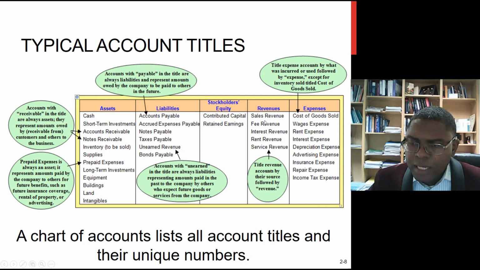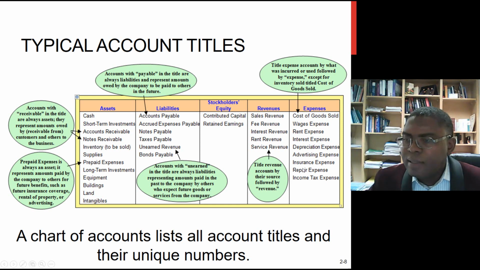We also have different revenue accounts. This is how the company gets money. It could be through sales, fees, interest, rent, services offered. So the money that comes in will have different accounts. It could be sales revenue, fees revenue, interest revenue, rent revenue, service revenue.